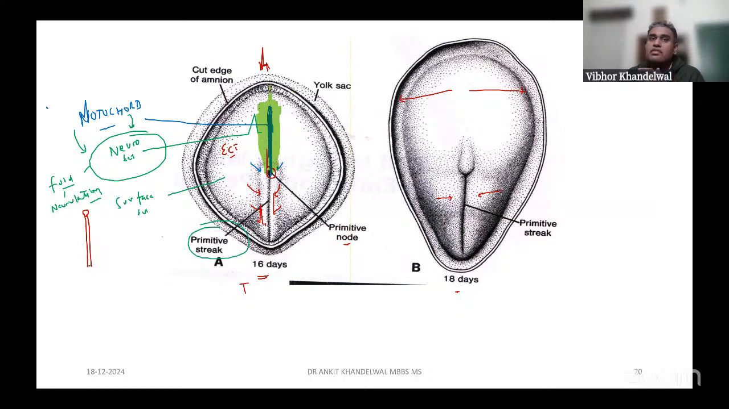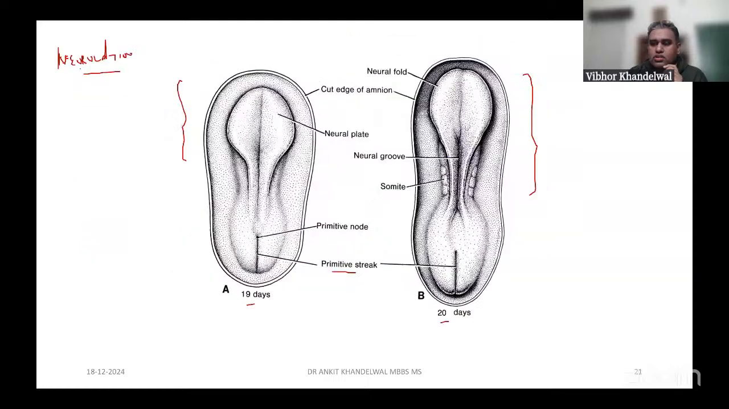If there was no primitive streak, no epiblast will go down. It is only through the primitive streak. So as the primitive streak is important for gastrulation, similarly, the notochord is important for neurulation. Understand this basic concept over here. I hope the point is clear.